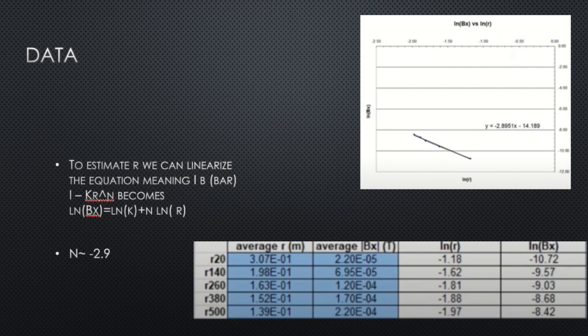In order to estimate n, we need to plot the natural log of B of x against the natural log of r. This transforms, or linearizes, the equation. And then after some calculations, I found that n was approximately negative 2.9.